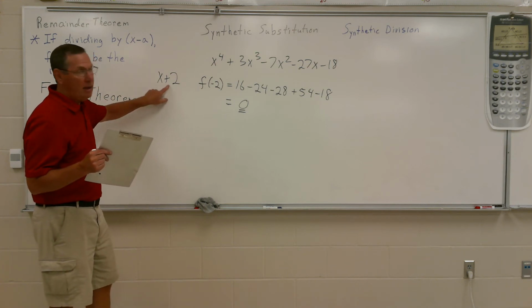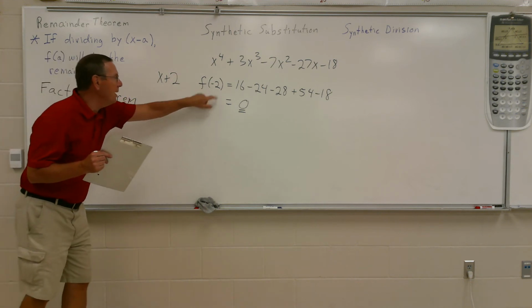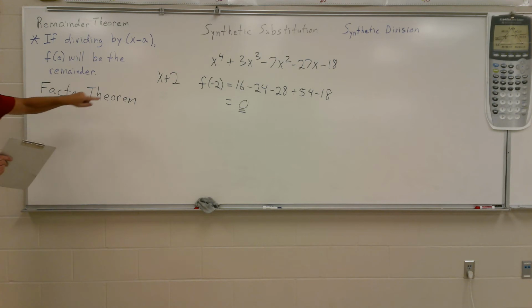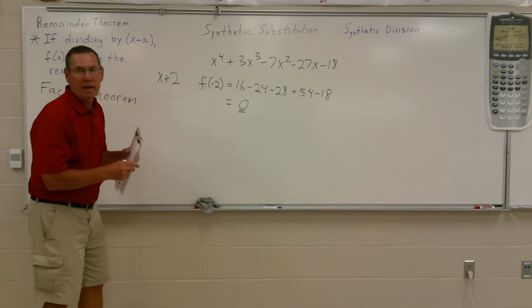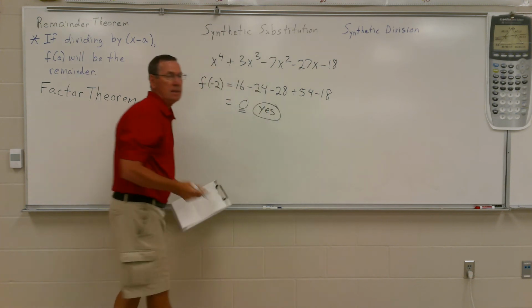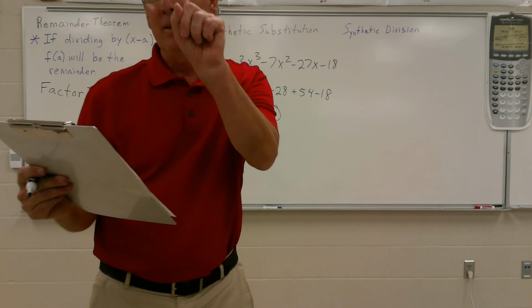They're dividing by x plus 2. If they're dividing by x plus 2, I'm going to take f of negative 2. That's my remainder theorem. Okay, and if I get 0 for my remainder, then my answer is yes. This will be a factor. That's it. Factor theorem, remainder theorem. Okay, but we're not done yet.